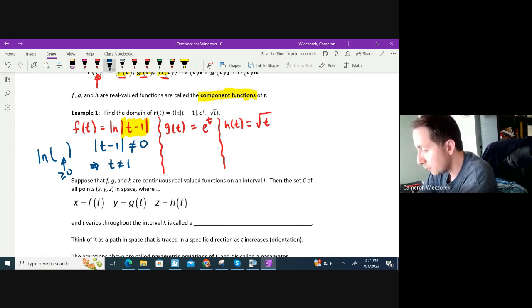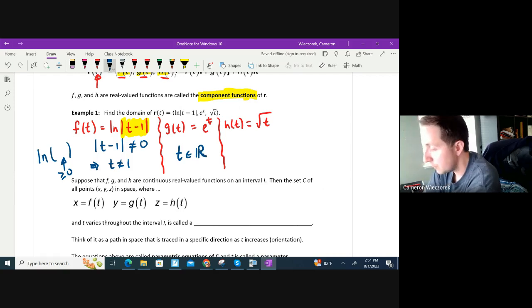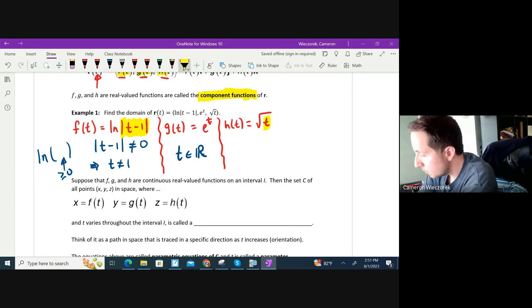So second component, g of t equals e to the t. No restrictions on the domain in that case. t can be any real number that we want. Exponential function has no domain restrictions. And the square root function for h, what's under the radical has to be greater than or equal to 0. We can't take the square root of a negative number.